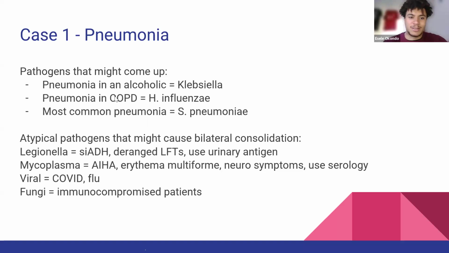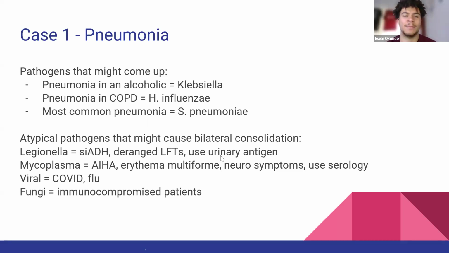But yeah, pathogens. Pneumonia in an alcoholic, most likely pathogen is Klebsiella. Pneumonia in COPD, most likely is Haemophilus. Most common pneumonia is Strep pneumoniae. I think this is one of the only types of infection that comes up that Staph aureus isn't a normal cause. Legionella pneumonia, you get SIADH, deranged LFTs, and you measure using the urinary antigen.